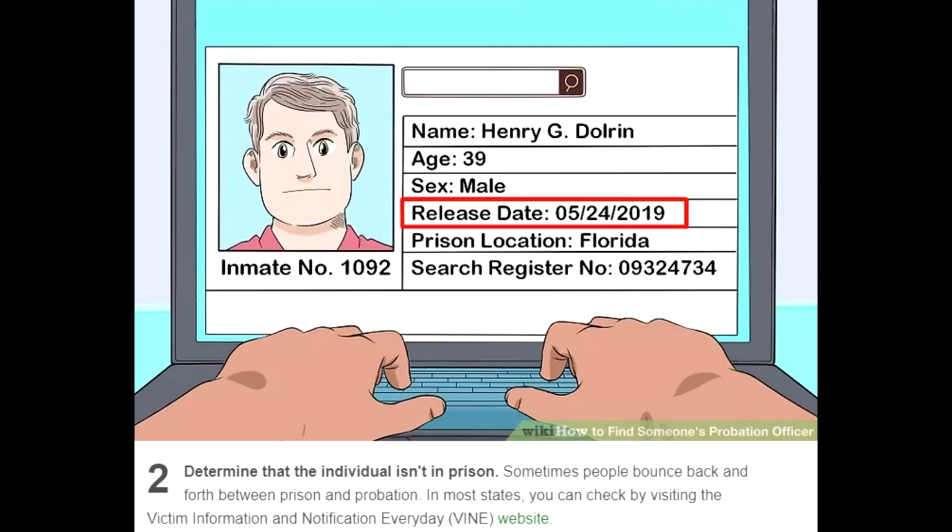Number 2, determine that the person isn't in prison. See, this don't make no sense. If you're trying to find out a person's probation officer, if they're in prison, I don't see how this fits into it. Because if you're in prison, you don't got a PO. You're doing time. You ain't worried about no probation officer while you locked up. And whoever's trying to find your probation officer while you locked up need to mind their damn business. This article got me mad already, and we ain't but on number 2.